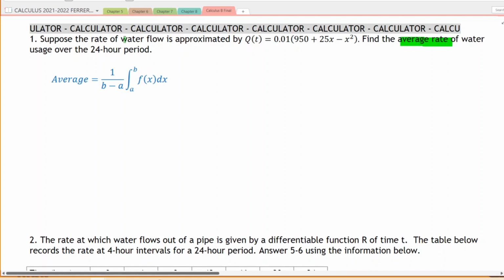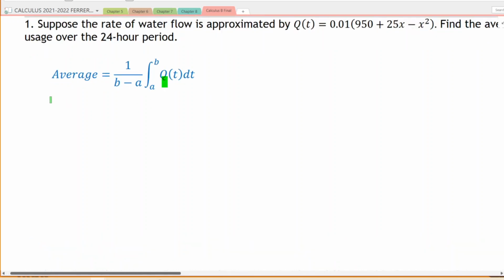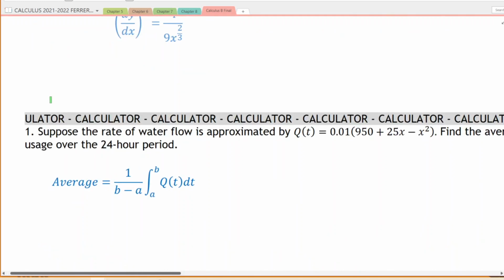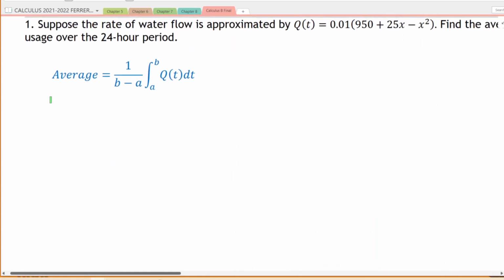And the rate of water usage is going to be Q(t), so we're just going to put a Q(t) here. And then necessarily we're going to have to change our differential from x to t. And next is going to be over a 24-hour period. Well, it's not really specified what my units of t here are, but we're going to assume that they are units of hours. And then we just need to go from 0 to 24 hours.